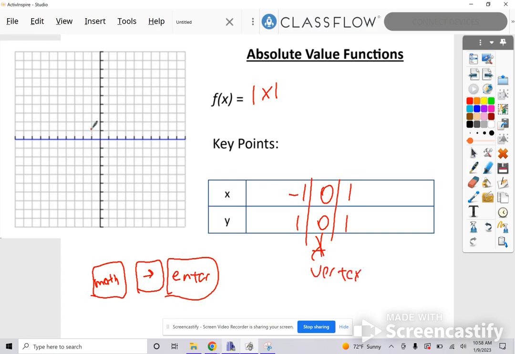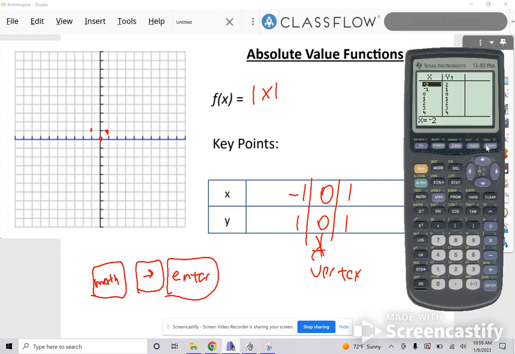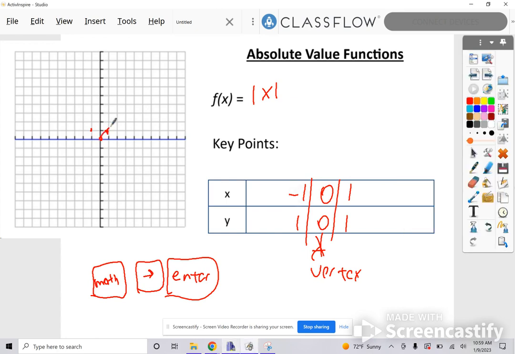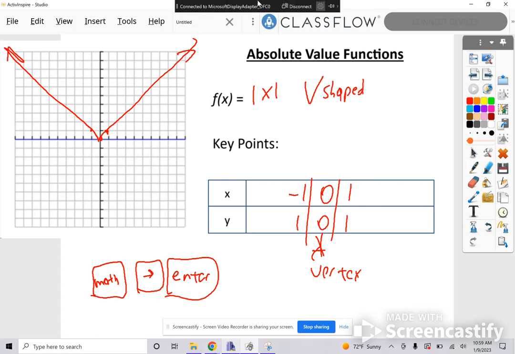So I plot those points, and I notice that it looks the same as my x squared points. Well, if I look at my graph, though, it doesn't look the same as x squared. I've got nice straight lines. Okay, so this is the difference between this and x squared. Absolute value, we've got V-shaped. Okay, so there's the parent functions.